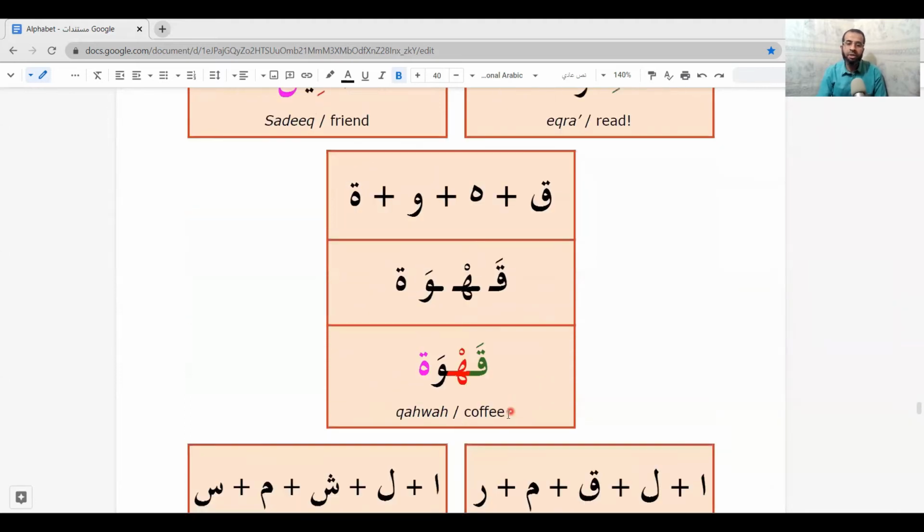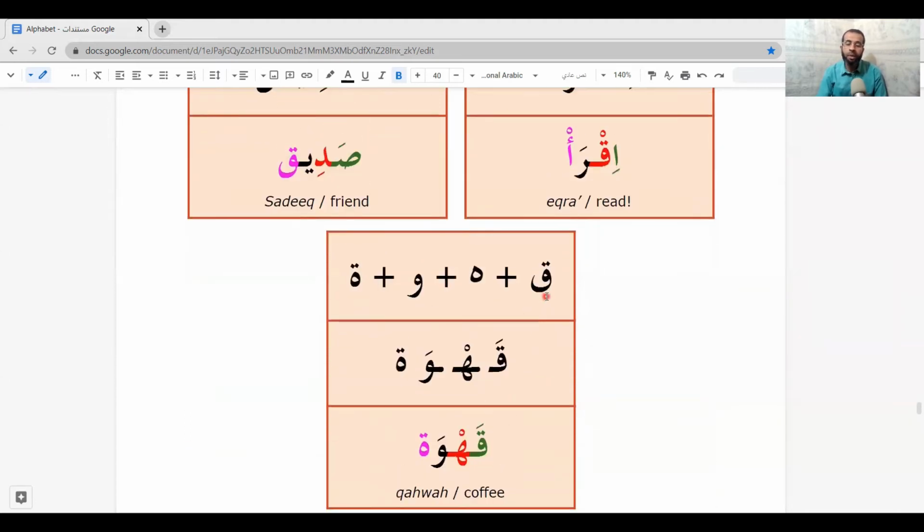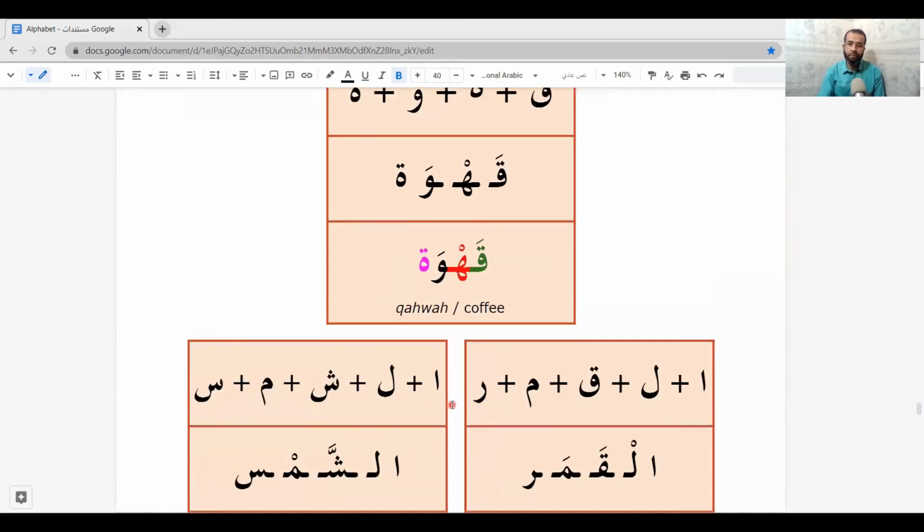The next word is coffee. قاف, ها, واو, and تا مربوطة. قا followed by ha with sukoon. قه, followed by واو with fatha. قهوة. And then the ta marbuta here is pronounced as ha because it comes at the end and we stop. So we say قهوة, coffee.